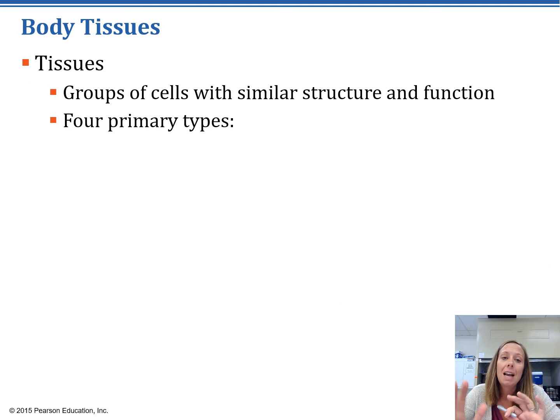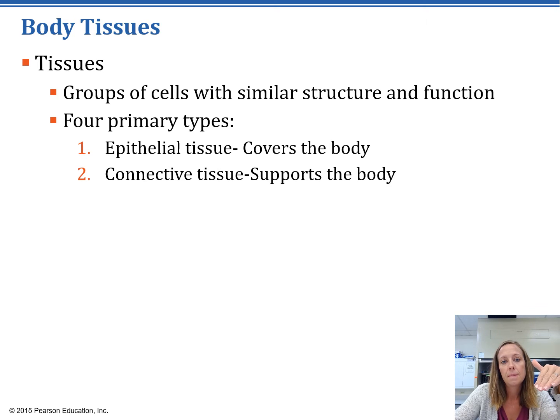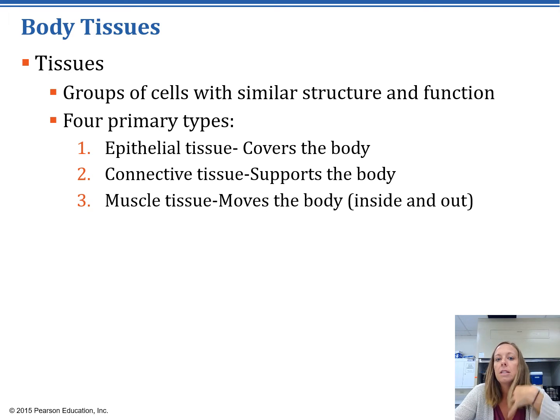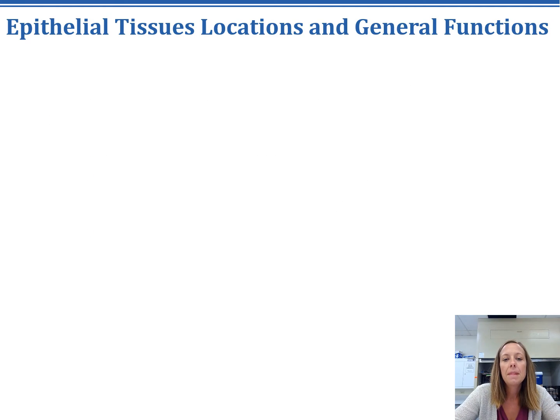Now that we know there are different types of cells in our bodies, we know that our cells come together and form tissues. Tissues are groups of cells with a similar function and structure. There are 4 types of tissues we're going to talk about in this unit. The first one, which we're going to focus on this week and next week, is epithelial. Epithelial tissue covers our body surfaces. We have connective tissue, which supports our body. We'll mention that a little bit this week too. Muscle tissue moves the body inside and out, like I said earlier, and then nervous tissue controls the body.